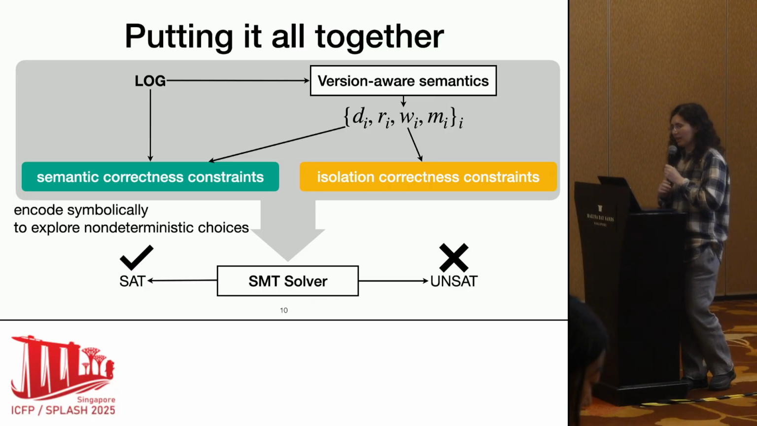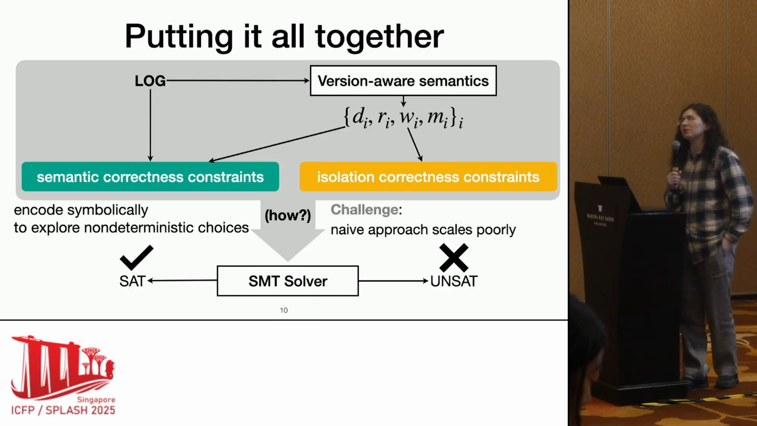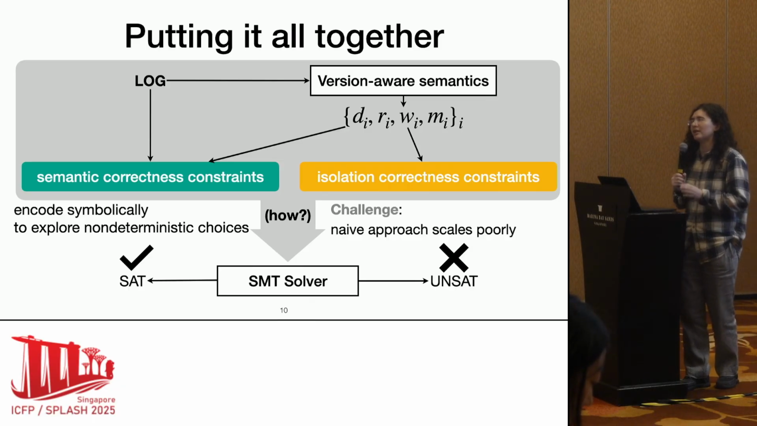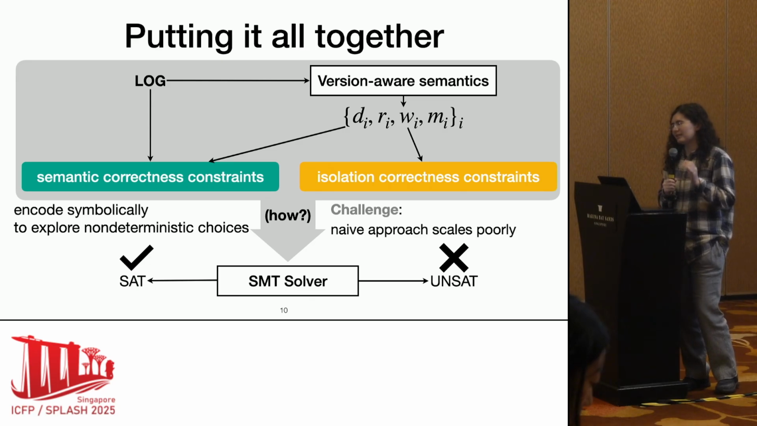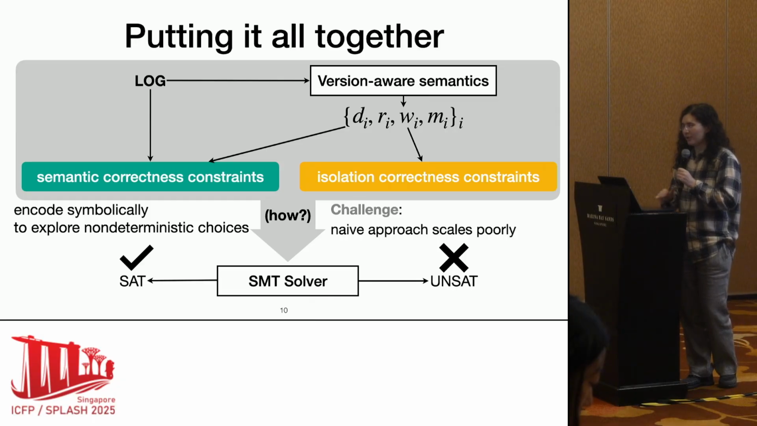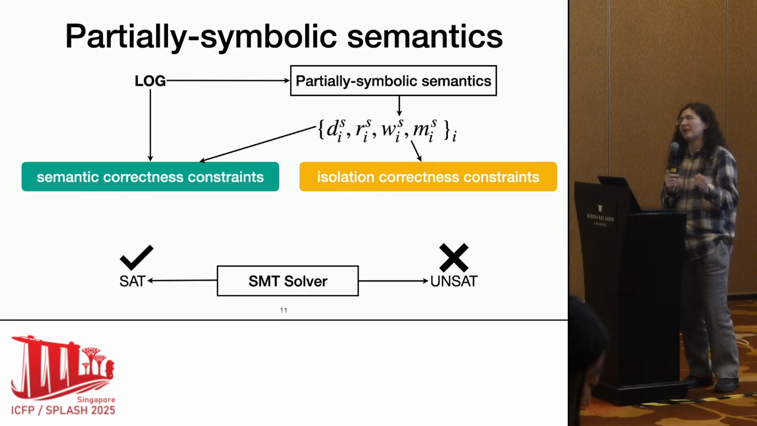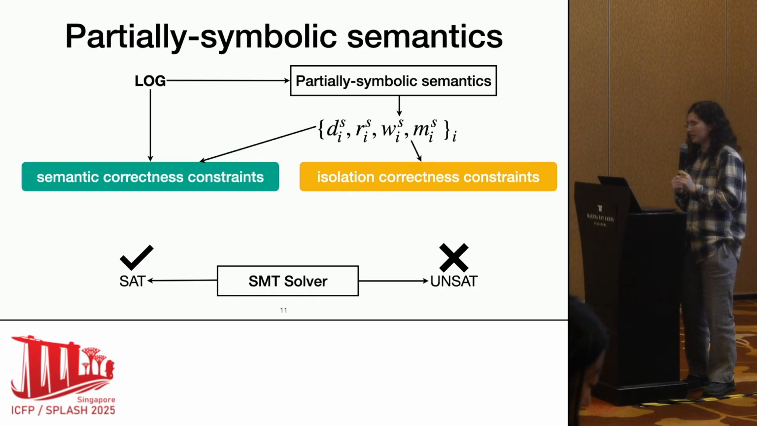So the question now is, how do we do this encoding? So something we could do is maybe a bounded model checking style encoding, right? The thing is that this kind of naive encoding scales really, really poorly. So instead, what we do is we define a new semantics. This is a partially symbolic semantics.